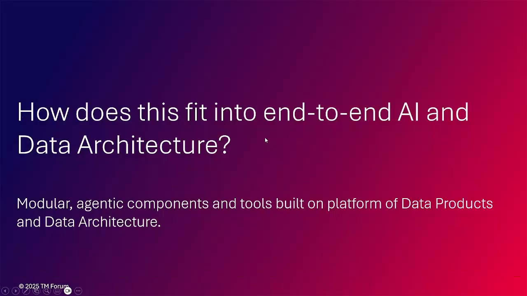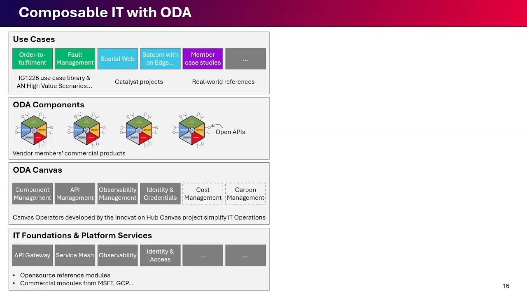So how does this fit into the end-to-end AI and data architecture? We've been collaborating between the Composable IT mission, where the Canvas and component work resides, and the AI and Data mission. So we need one end-to-end Open Digital Architecture supporting everything. And the good news is the data and AI architecture is embracing this Canvas concept as well, with the Canvas operating like an operating system for running software, including AI. And I've got 2 slides which illustrate this evolution to support AI services.